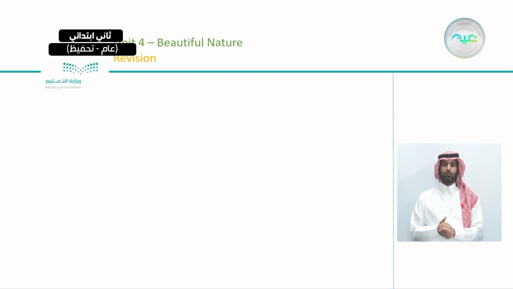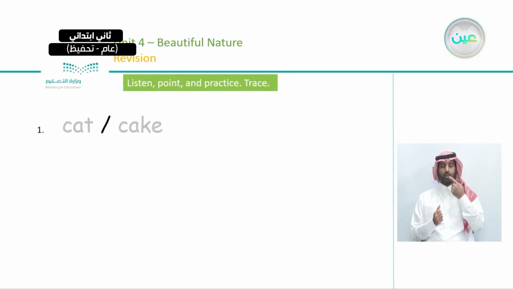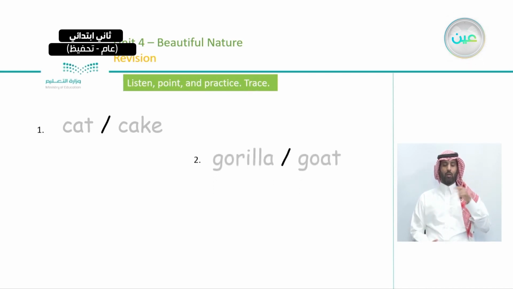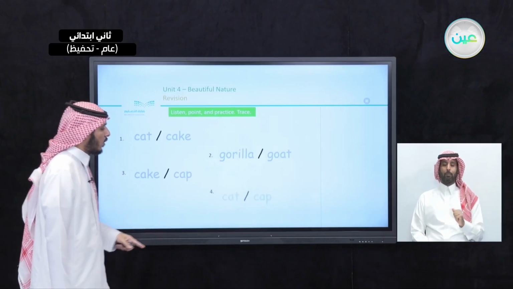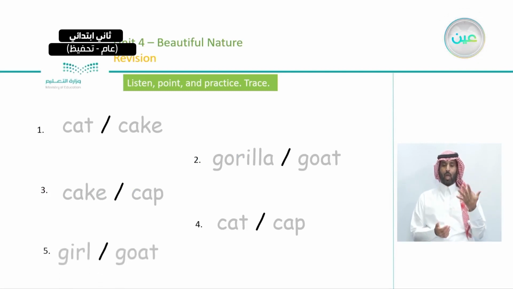Okay, listen, point, and practice, trace. So we have number 1, cat, cake, cat, cake. Number 2, can you read this? Gorilla, excellent, and goat, that's right. Number 3, we have cake. What is this? Cap, excellent. Number 4, what is this? Cat, and we have cap, excellent. Number 5, girl and goat, excellent.